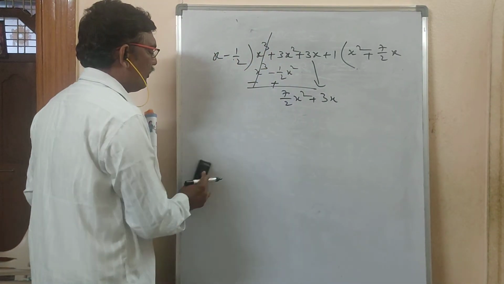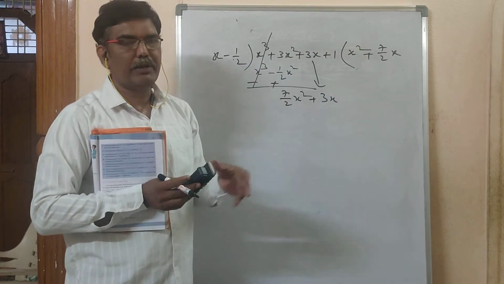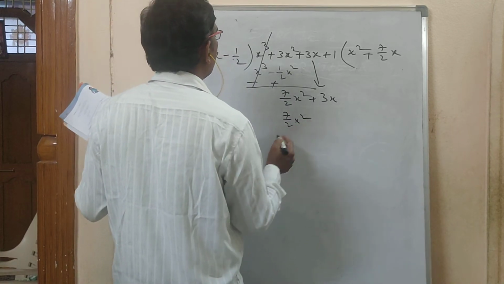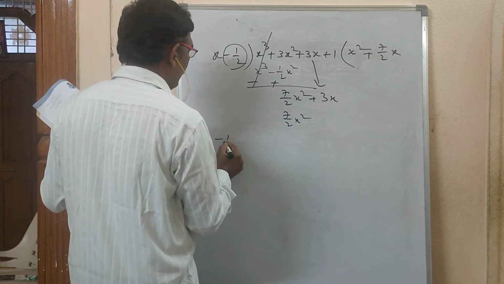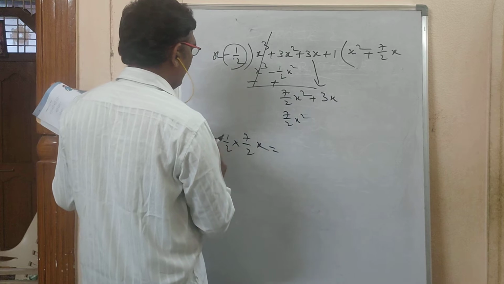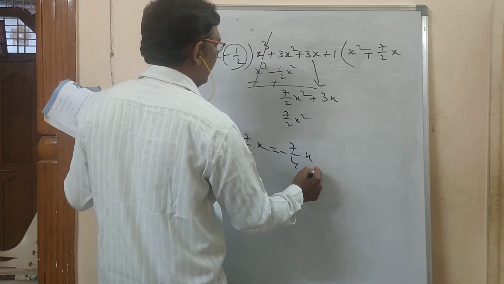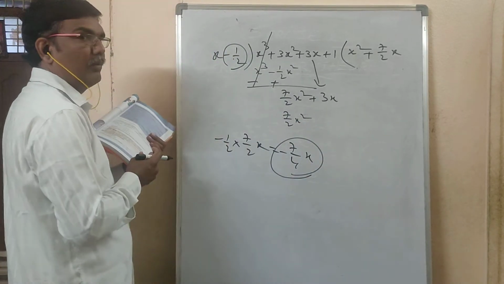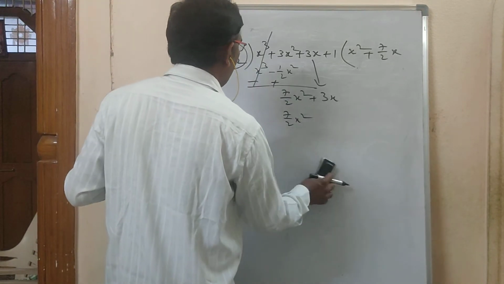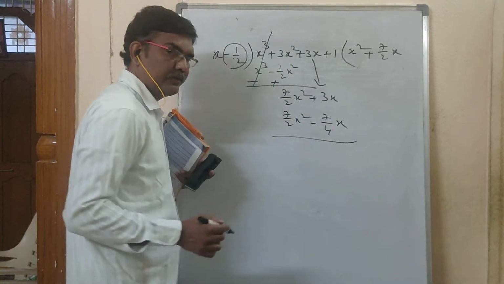Then next step, what you have to do? Here first term into 7 by 2 x, second term into 7 by 2 x. So here x into 7 by 2, how much? 7 by 2 x square only. Now minus 1 by 2 into 7 by 2 x. You should do multiplication. Minus into plus, minus 7, 2 2s are 4 x. How much did you get here? Minus 7 by 4 x you got. So minus 7 by 4 x you have to write here.